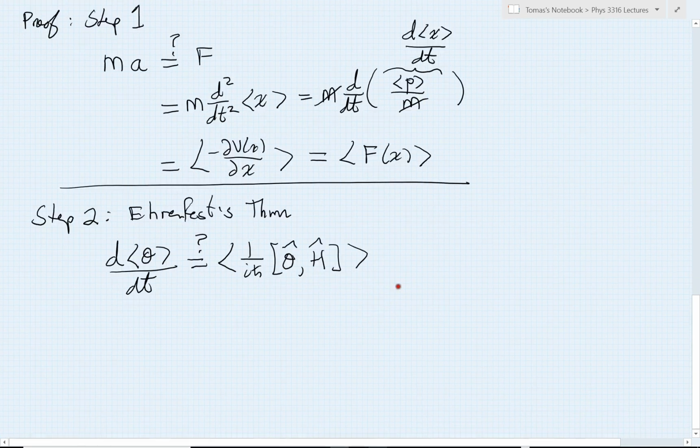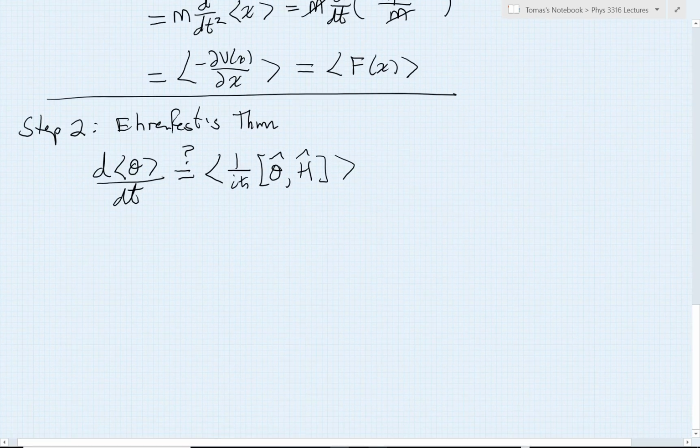Now, to prove this, it's going to take a little bit of work, but we're going to just follow our mathematical logic through, kind of massaging the time derivative of this observable until we can get to an expression that looks like this. So let's begin.